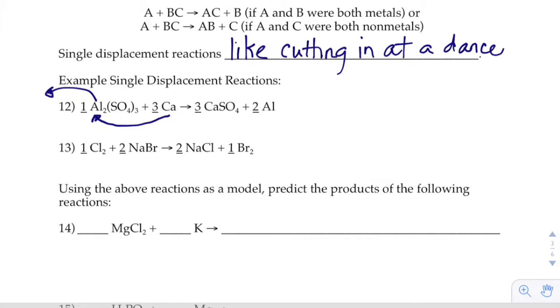Okay. In our number 13 example, we have chlorine, the element. Sodium and bromine are dancing, right? They're our compound. Chlorine's the one, the element, that's trying to cut in. So we'd say, okay, element chlorine is a nonmetal, so we need a nonmetal. Chlorine's going to talk to the nonmetal and try and take their place. So chlorine taps bromine on the shoulder, says, excuse me, bromine, you go away. I want to be with the sodium instead. You have to see whether the one cutting in is a metal or a nonmetal.